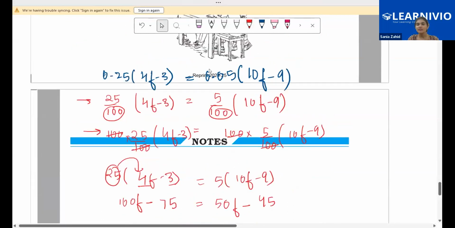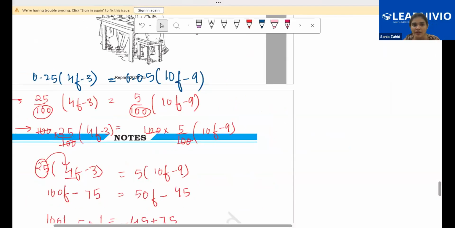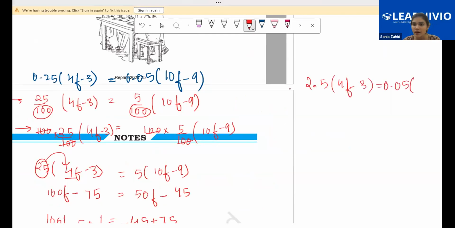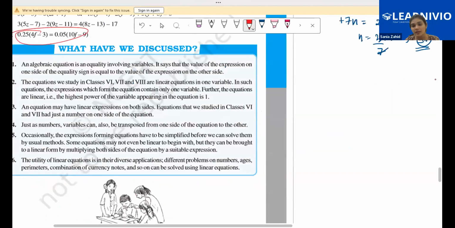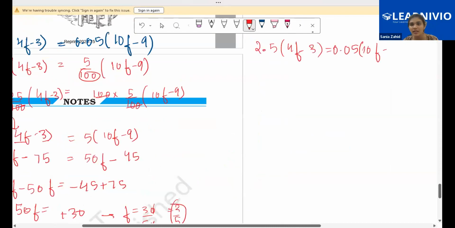But why am I following this step? See, children, whenever you have a decimal equation with you, you will first convert into fraction. So you will never go wrong. Now, what if the question was the same thing, but the question was 2.5 into 4f minus 3 is equal to 0.05 into 10f minus 9. Now with what will you multiply? You will get confused like this because there is only one decimal place on the left hand side and two decimal places on the right hand side, right?